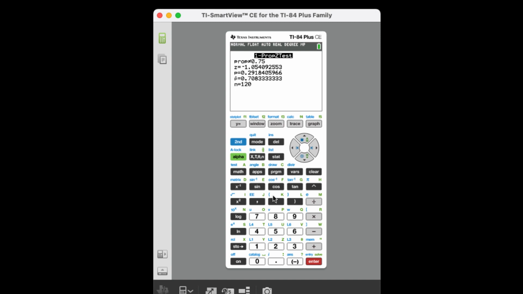After you hit calculate, do you guys know what the test statistic is? It's going to be that z value. What is z approximately? Negative 1.05. Go out to the thousandths, ladies and gentlemen. It's negative 1 point what? Negative 1.054.